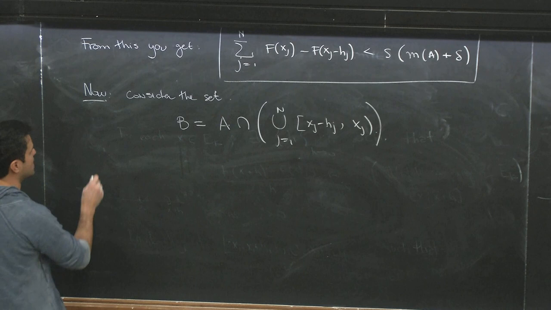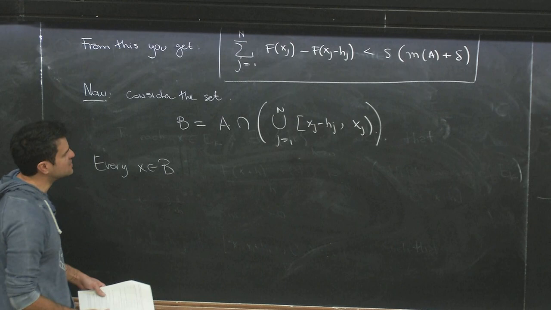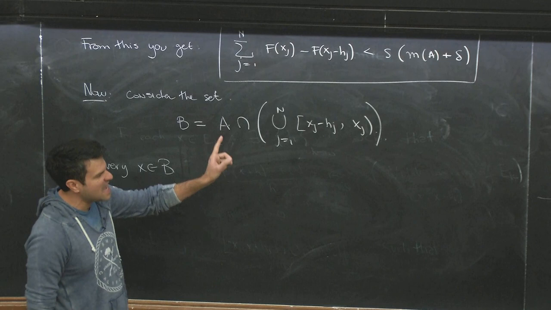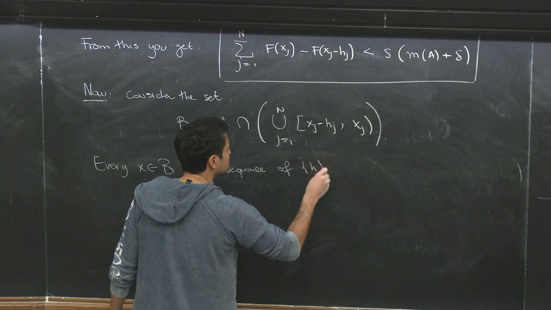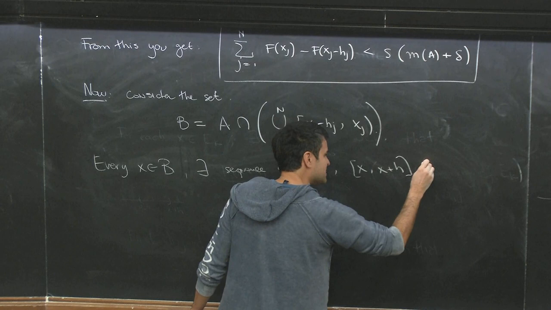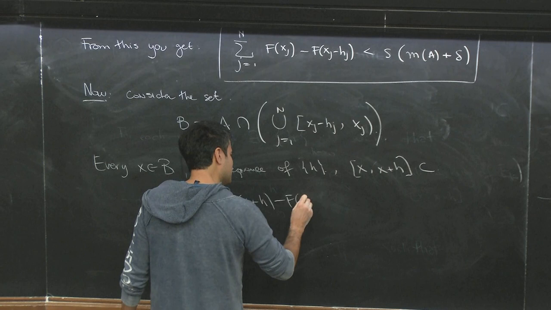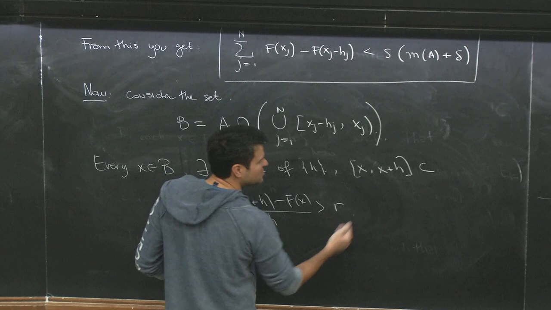So every x belonging to B is a point in A. And being a point in A is where the first Dini number is bigger than R. So there exists a sequence of h's such that you have f of x plus h minus f of x over h bigger than R, and this x and x plus h is still inside this union.